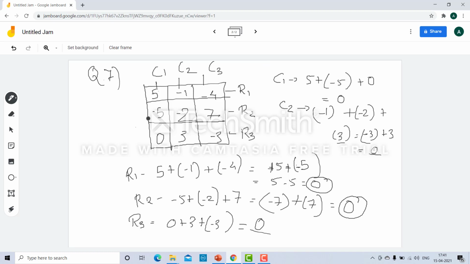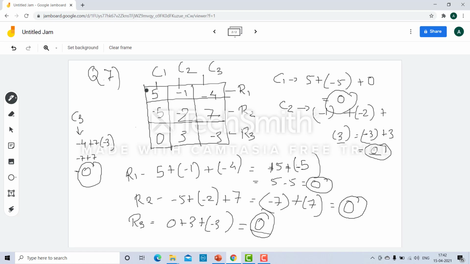Now we will check for the third column, children. For the third column, we have the numbers -4 plus 7 and -3. So again here -4 plus -3 will give us -7, plus 7, it becomes 0. So children, all 3 columns we are getting as 0 over here. These are the values which I am circling.